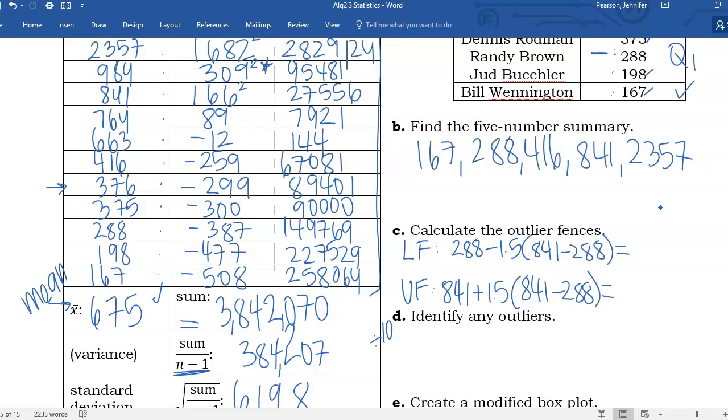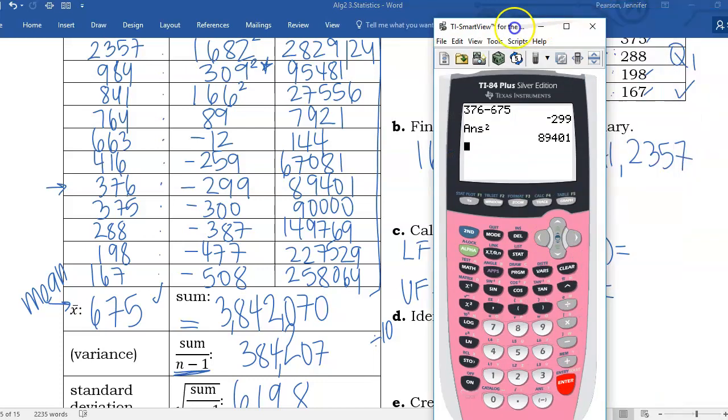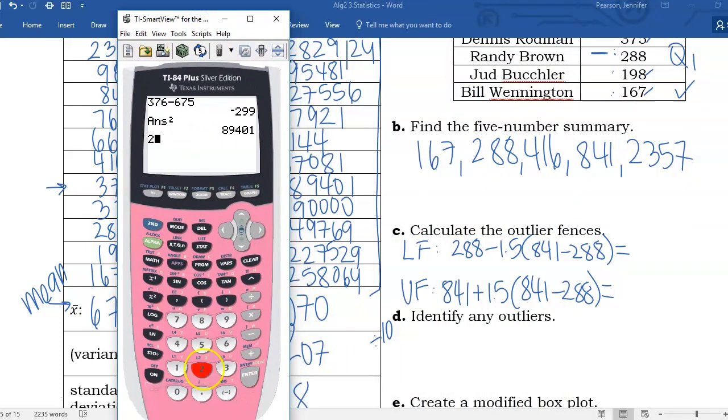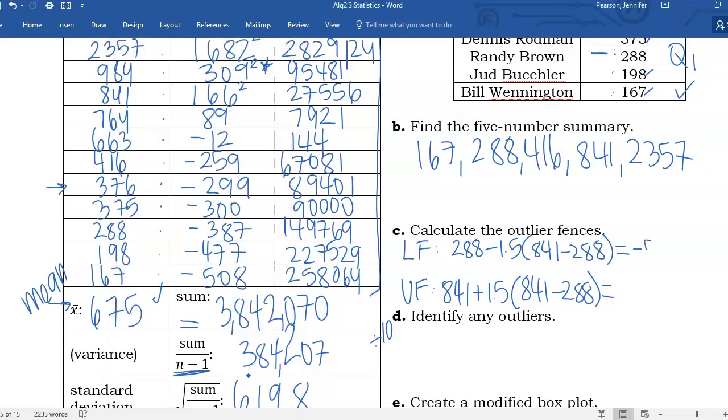Okay, let's go calculator. I have 288 minus 1.5 times 841 minus 288. The lower fence is negative 541.5. What that means is any value less than negative 541 is an outlier. Obviously, we don't have any negative values. I don't think you can get negative points in a basketball game. So there are no lower outliers.